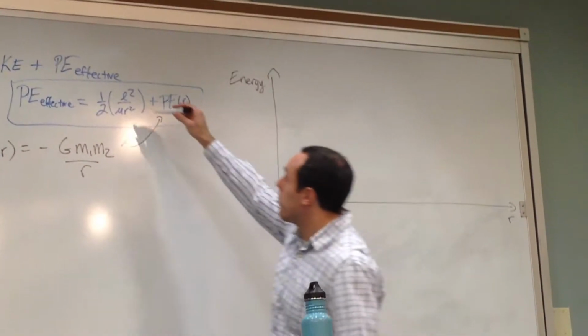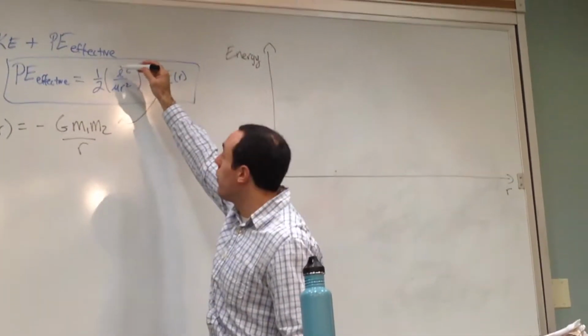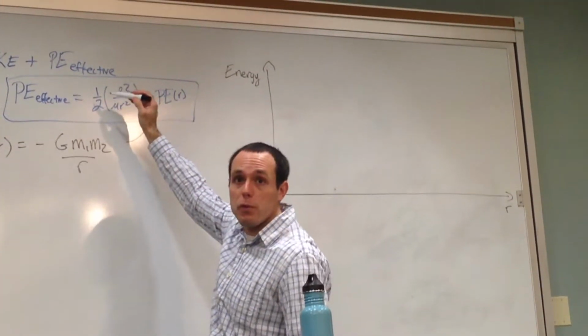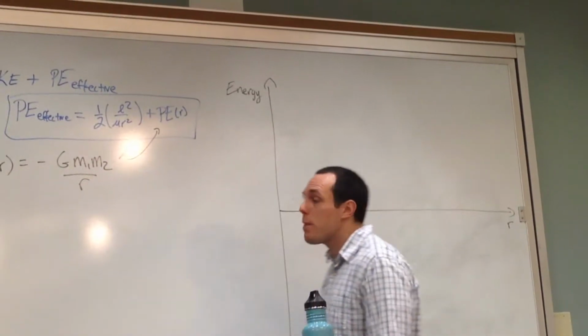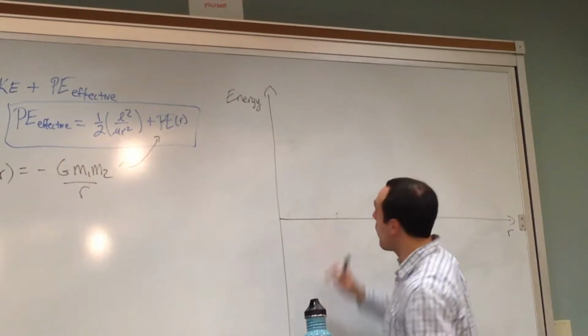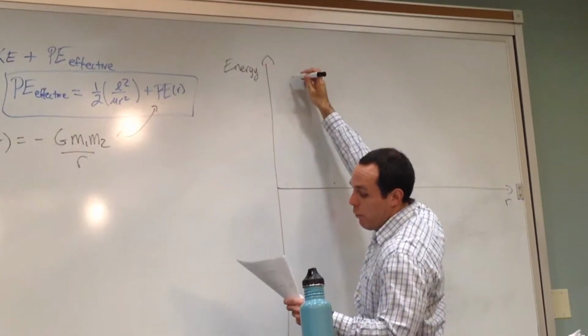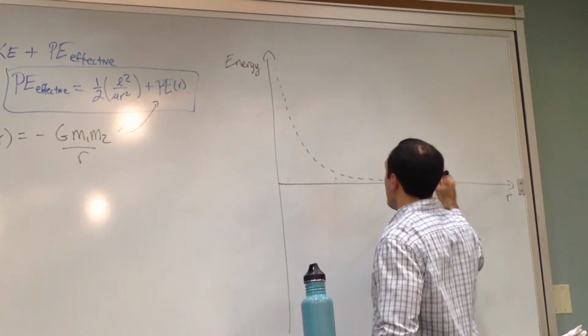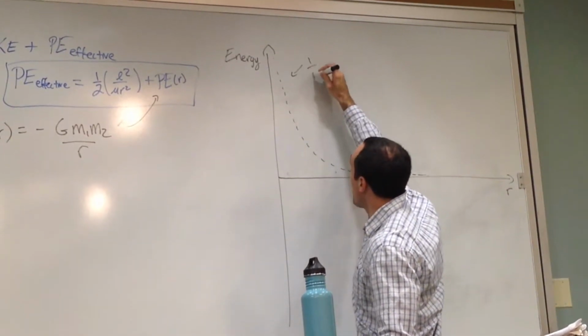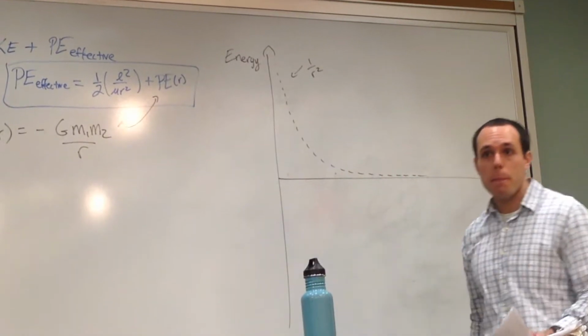One of these terms is just a constant value, 1/2 L squared over mu squared, and it's divided by 1 over r squared. If we map any general function that's 1 over r squared, it's going to rapidly decay like this. So this is basically our 1 over r squared term.